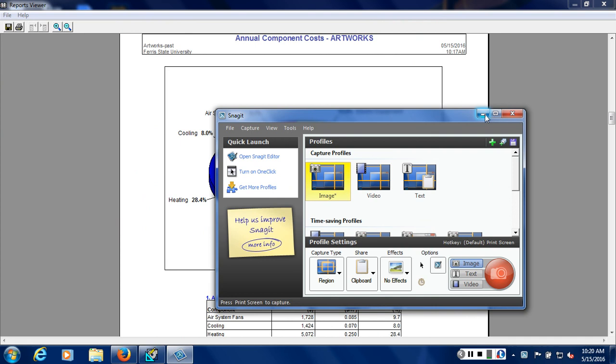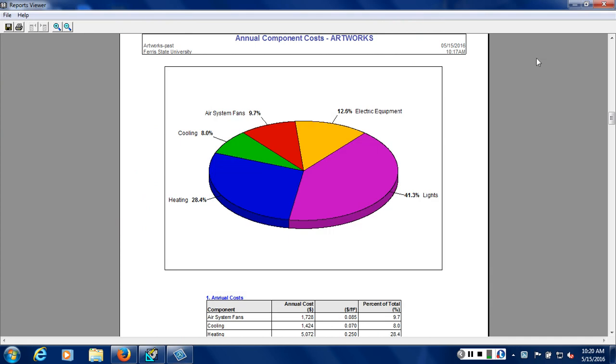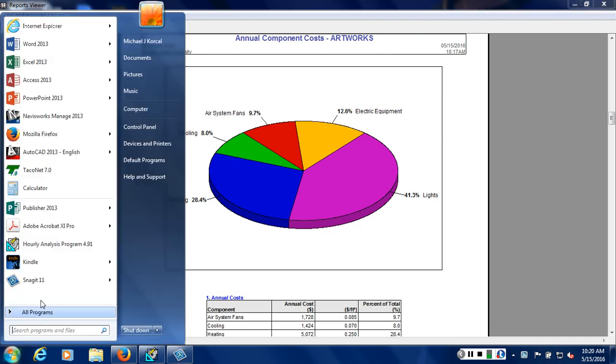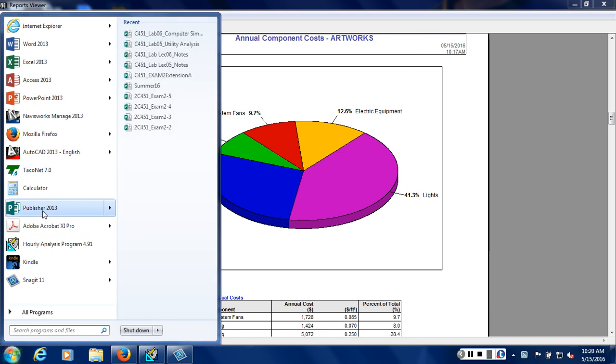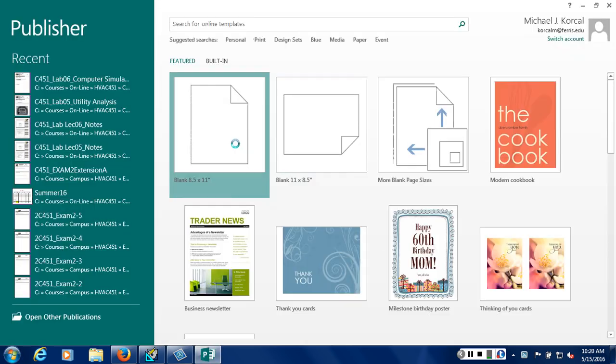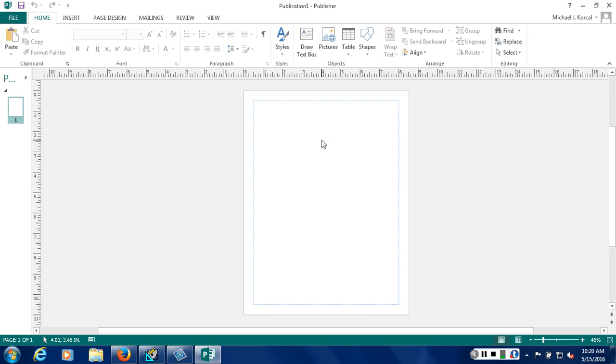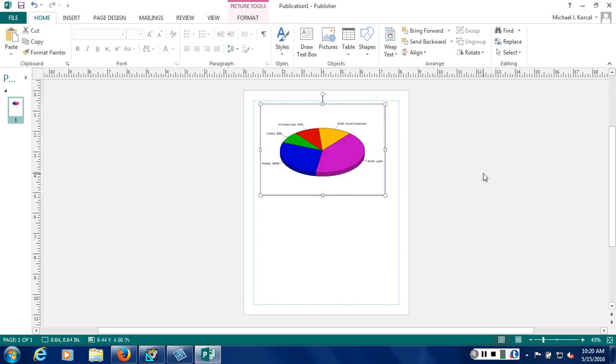close this, shrink this, and I'm going to open another file. Let me just open a blank Publisher. And on a Publisher file, I can right click and hit paste. And there's my chart right in the document.